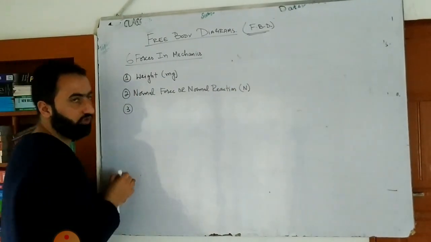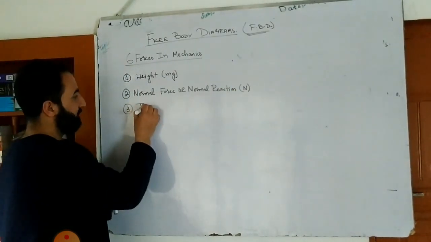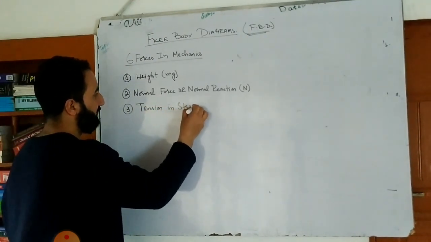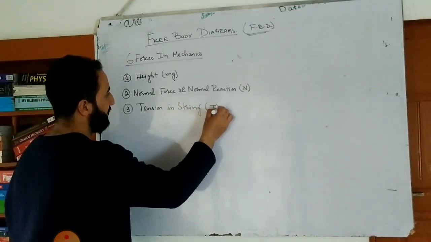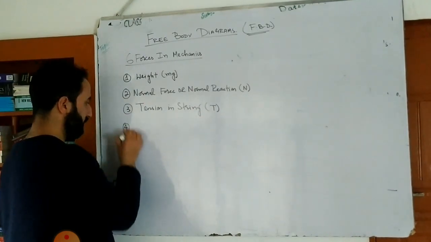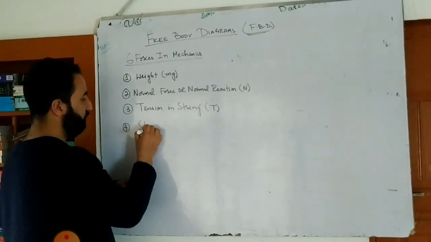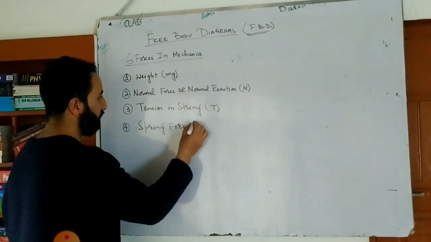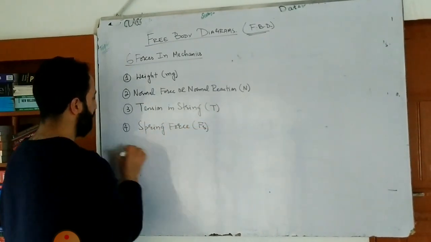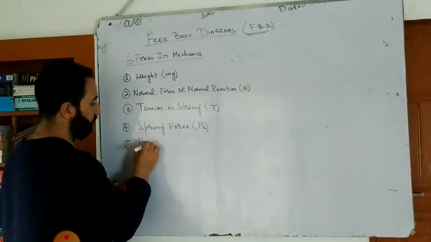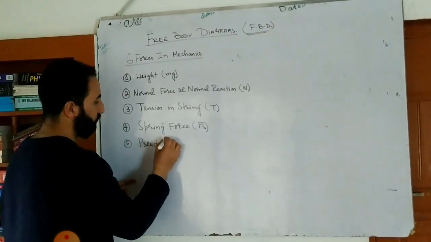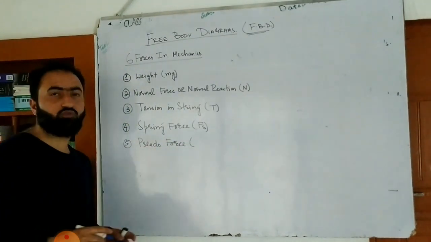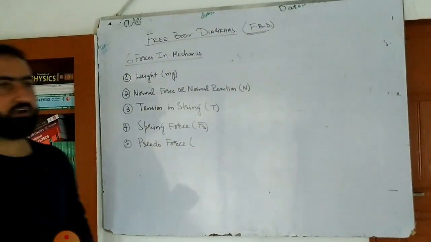Number 3 is tension in string, denoted by T. Number 4 is spring force, which is denoted by Fs. Force number 5 is called pseudo force. It's not a real force. Pseudo force is not a real force, but we define it later on.